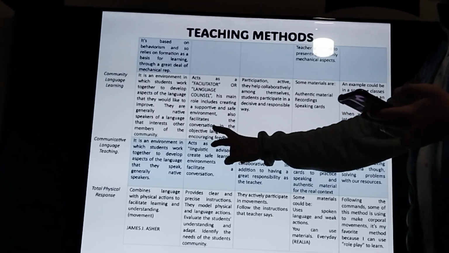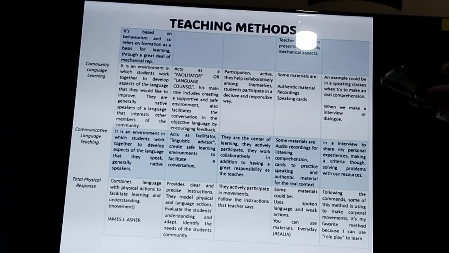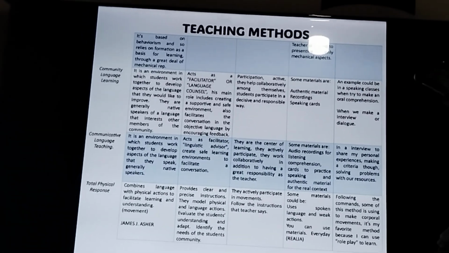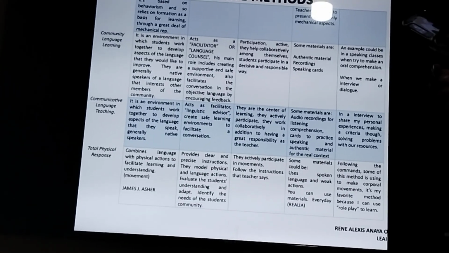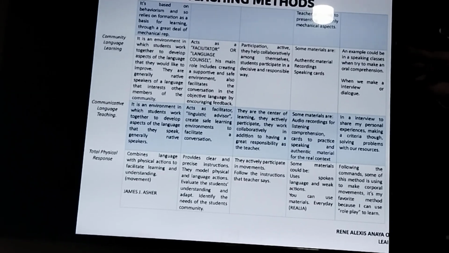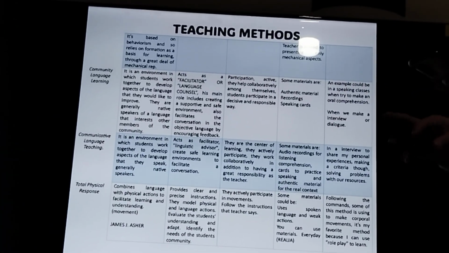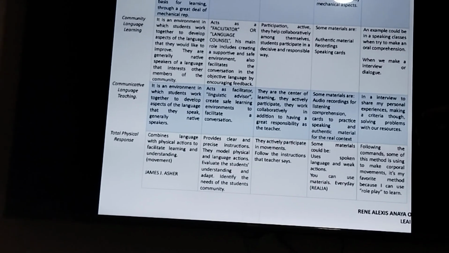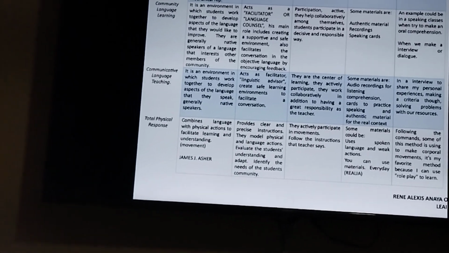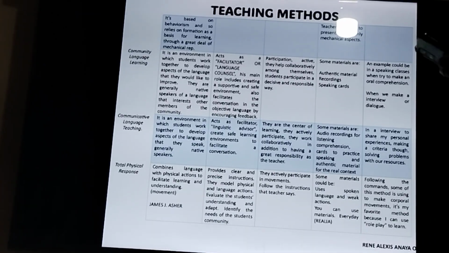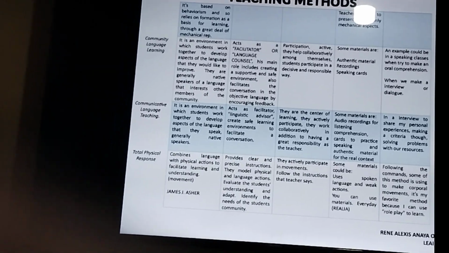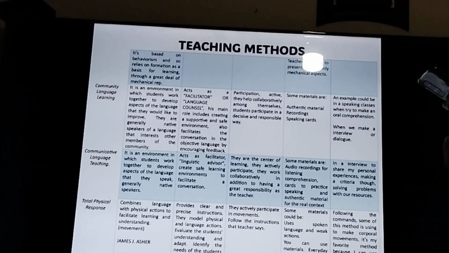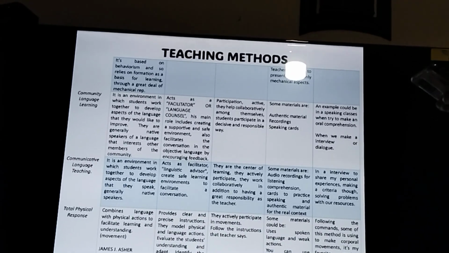The difference between community language learning and communicative language teaching is that in the first, the students take a larger percentage of the responsibility, and in the second, the teacher shares the responsibility with the students, 50 to 50 percent, to get the main learnings. An example of this method could be an interview to share my personal experiences, making critical thought and solving problems with our resources.